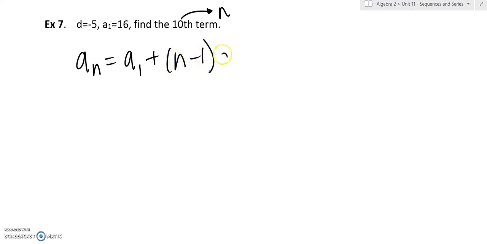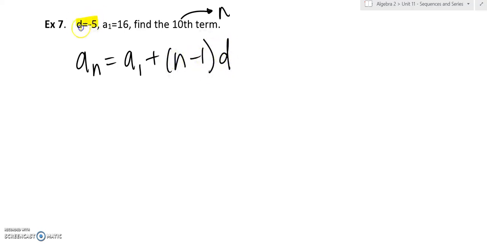Okay, one more. We're going to use that same formula. It gives you D is equal to negative 5, A sub 1 is equal to 16, and we want to find the 10th term. So again, this is what we're looking for, that is n. I'm going to write the formula. A sub n is equal to A sub 1 plus n minus 1 times D.